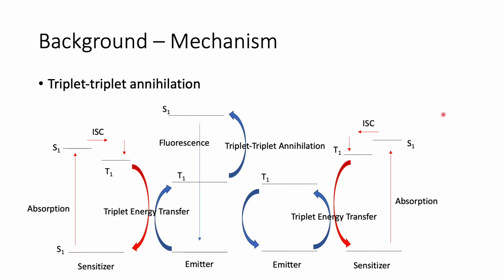This happens a second time with another pair of sensitizer and emitter molecules, so we have two emitter molecules in a triplet state. These two molecules can then interact, and it brings one of their triplet states back down to a singlet state, and it promotes the other one up to an excited singlet state. We have effectively transferred the energy of these two low-energy photons into a high-energy state on a single emitter molecule. When this fluoresces, we then release that higher energy photon.